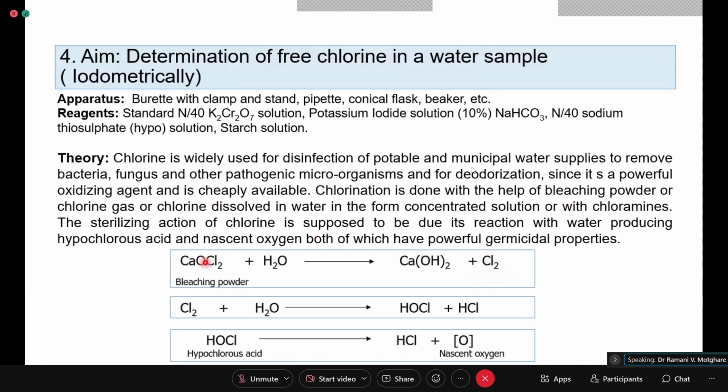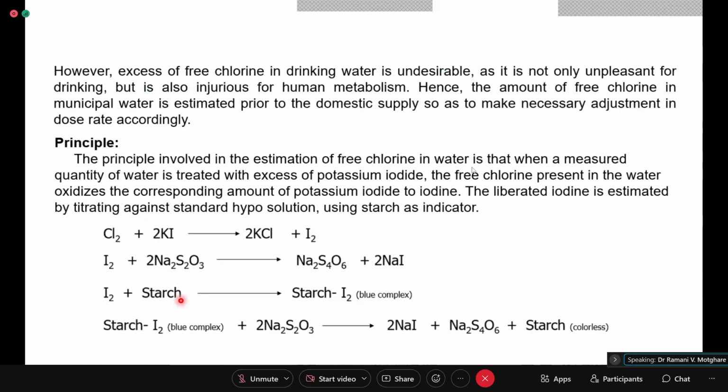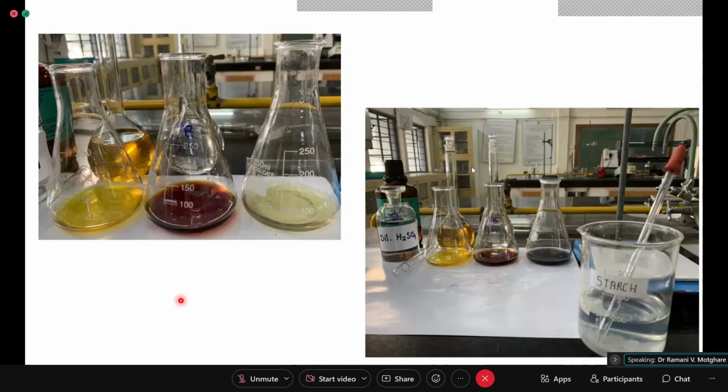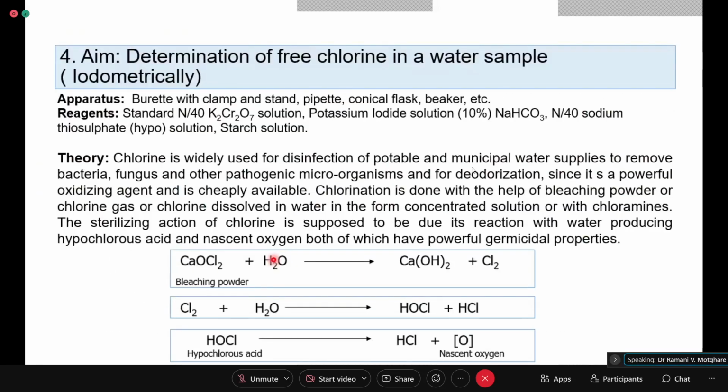Whereas bleaching powder is cheaper than chlorine gas. Another chlorinating agent is chloramine, but in chloramine you don't get formation of chlorine. So this is how chlorination is performed: chlorine is incorporated, or is coming into your water.